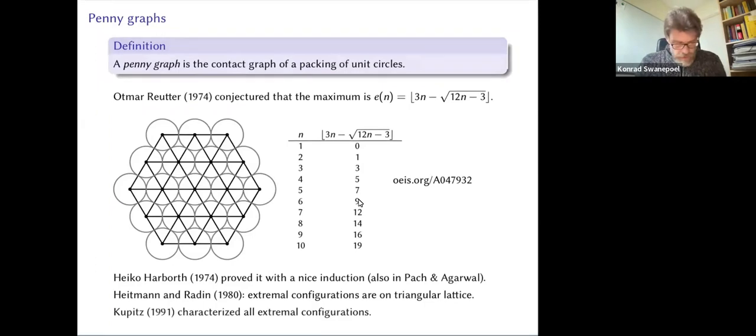I am more interested in, we'll come to matchstick graphs soon. Another thing is that Gyakov Kupitz characterized the extremal configurations. This was independent, so it looks like he didn't know about Heitmann and Radin. Okay, so that's the history of this problem.